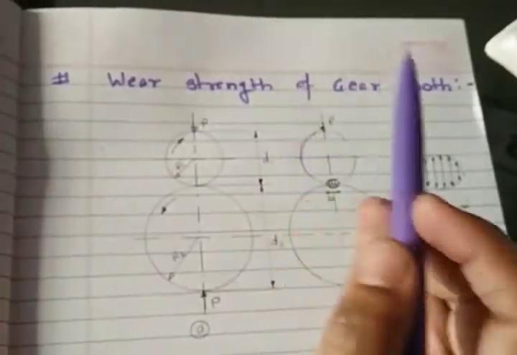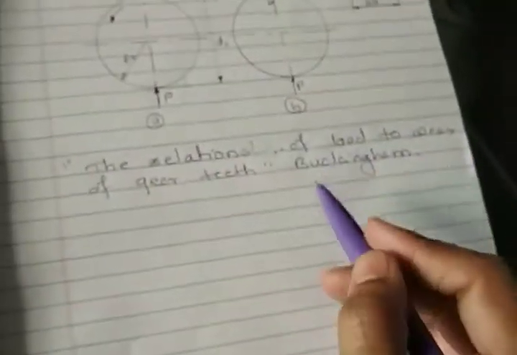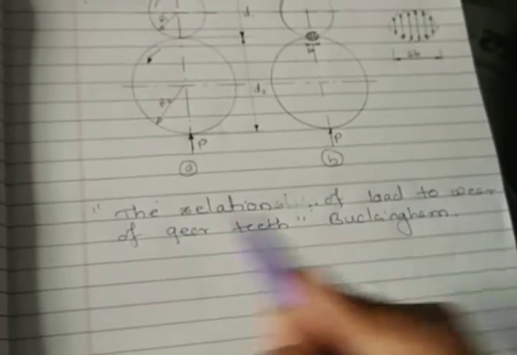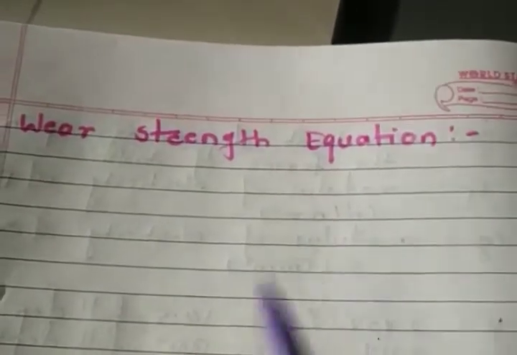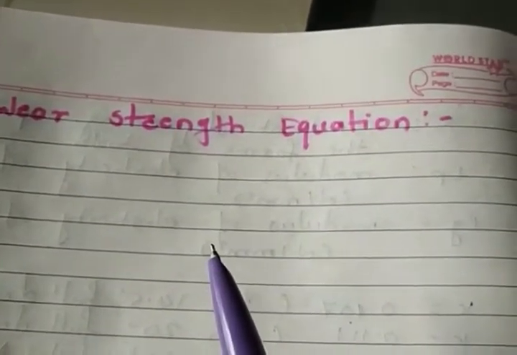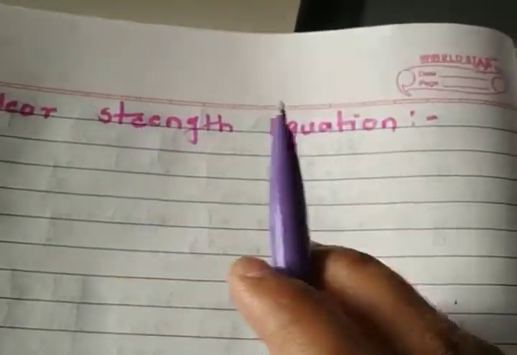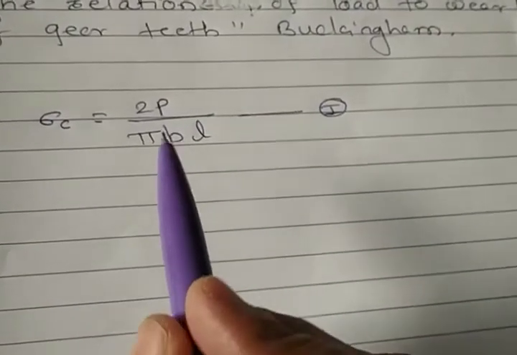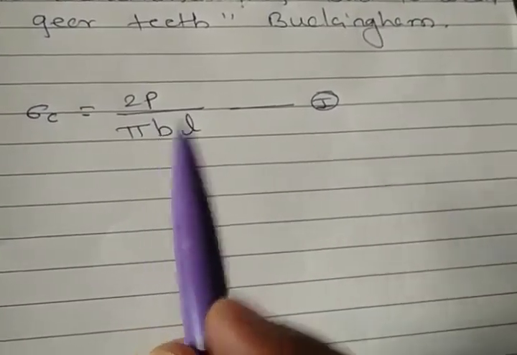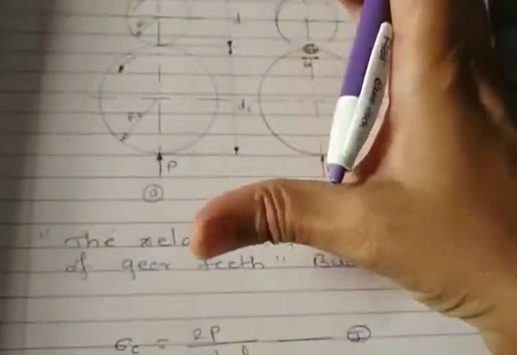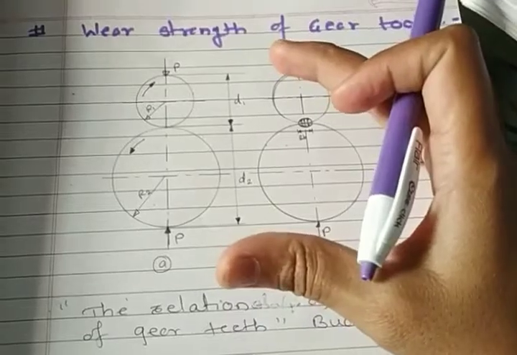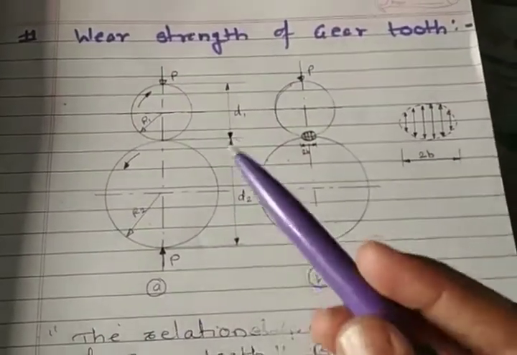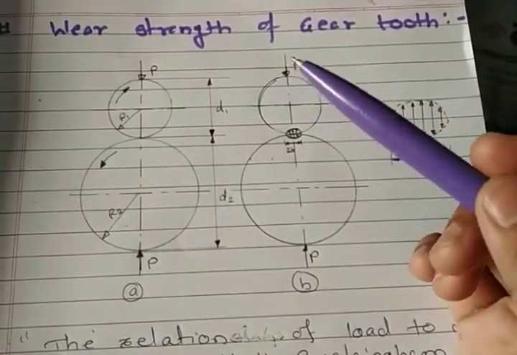The wear analysis of gear tooth is done by Buckingham in his paper The Relation of Load to Wear of Gear Teeth, in which Buckingham gives the equation for wear strength of gear tooth. This Buckingham's equation is based on the Hertz contact stresses when two cylinders are pressed together, which is shown in figure A and B. So we know what Hertz contact stresses are.